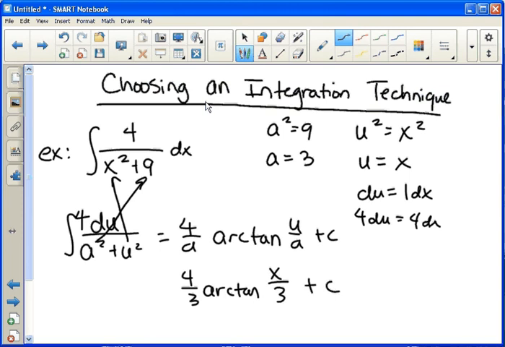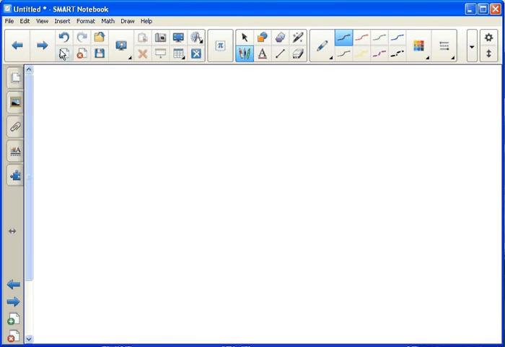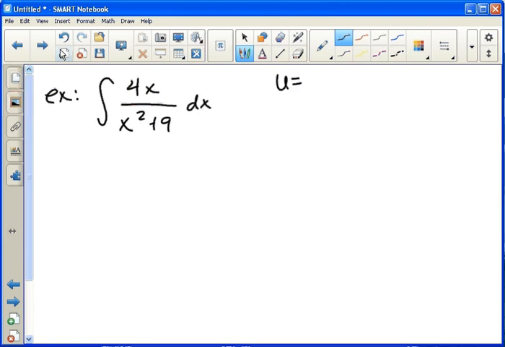Okay, now if we just change that a little bit, if we just change it to be 4x over x squared plus 9, well, let's try u substitution again. u equals x squared plus 9, du would equal 2x. Hey, we do have an x this time. In fact, the only thing wrong is the coefficient. We're allowed to fix that. So we multiply both sides by 2, and then we match exactly.